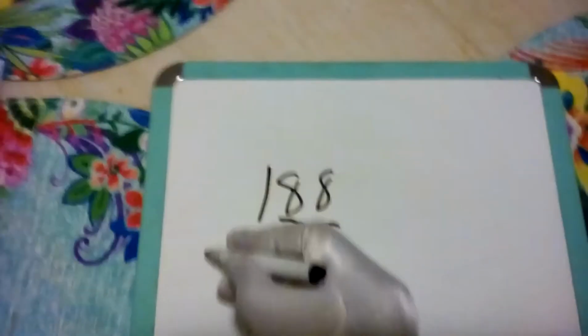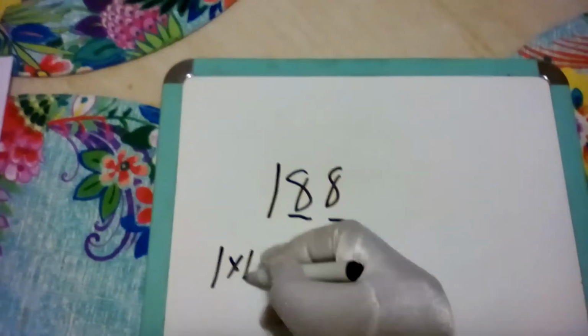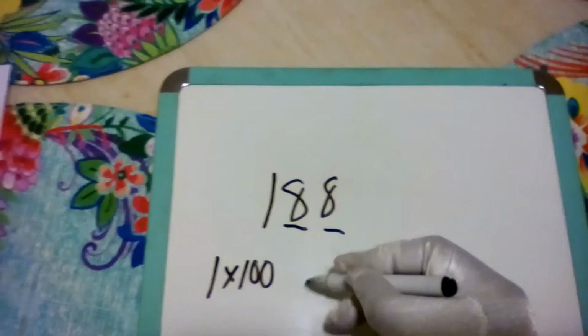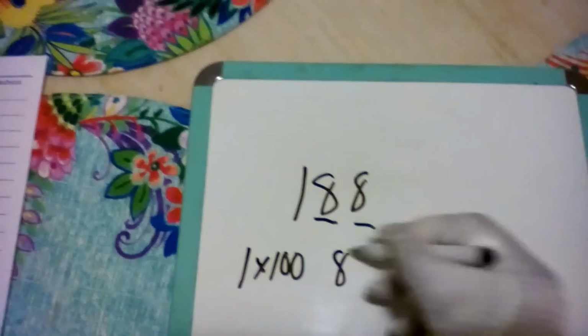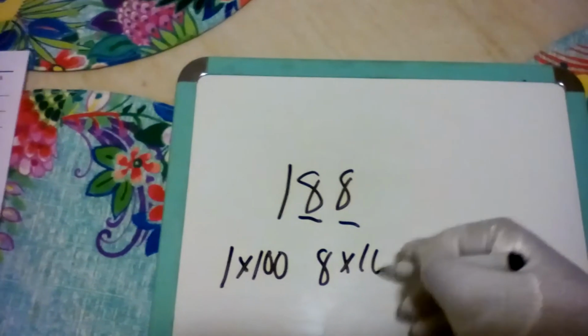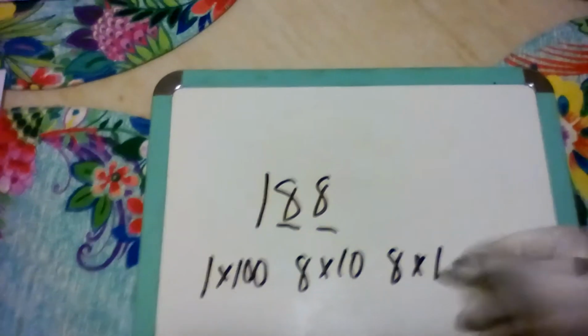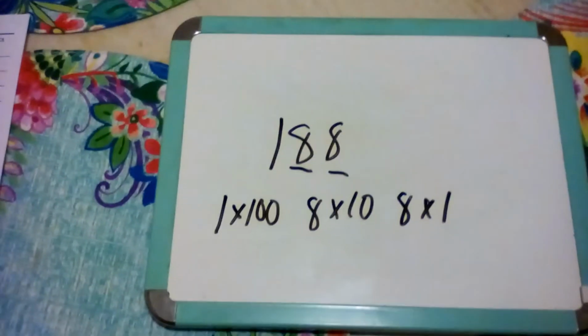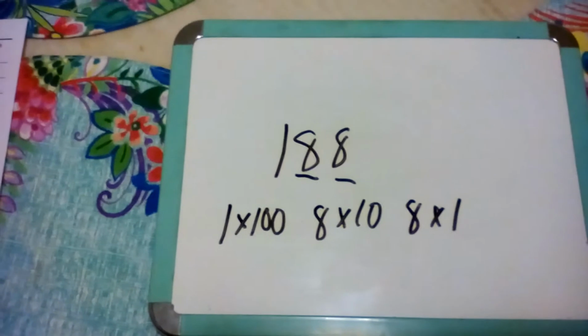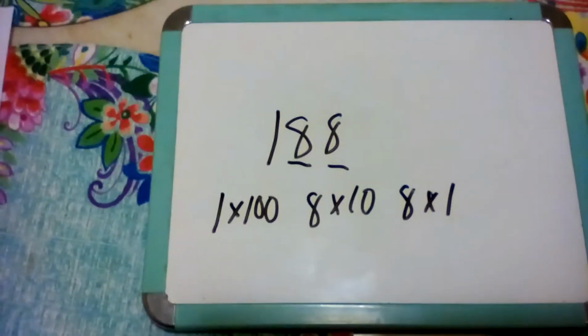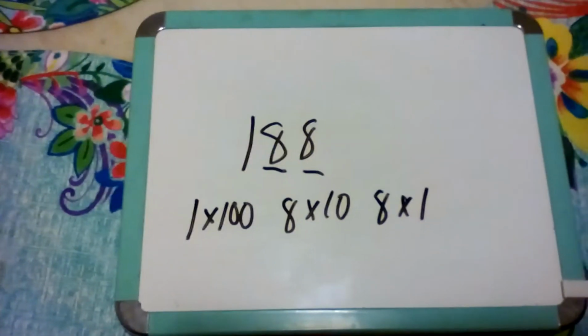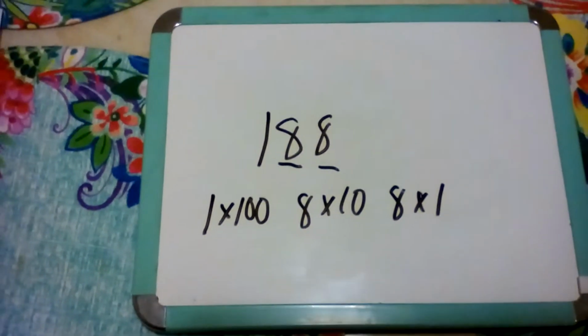So we're actually looking at 1 times what? That's right, 1 times 100. 8 times what? 8 times 10, that's correct. And what? 8 times 1. So remember, the ones place has a numerical value of 1. The tens place has a numerical value of 10. And the hundreds place has a numerical value of 100.